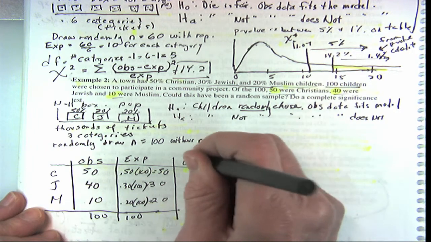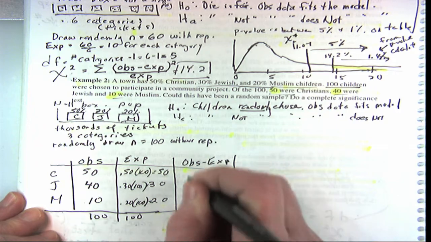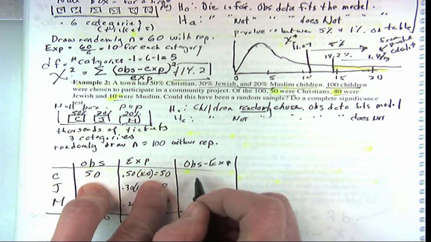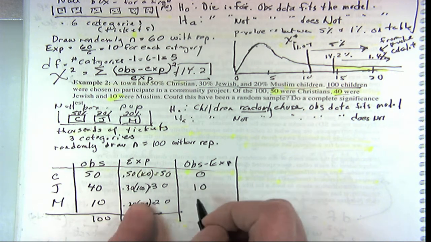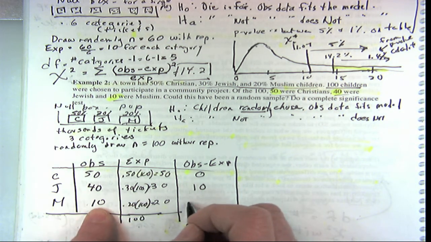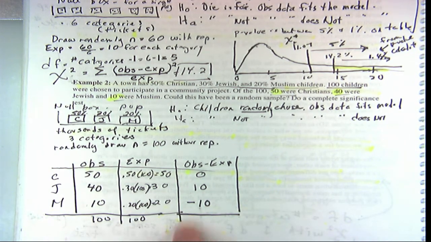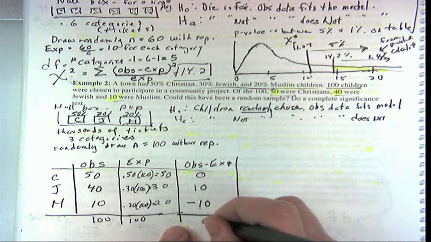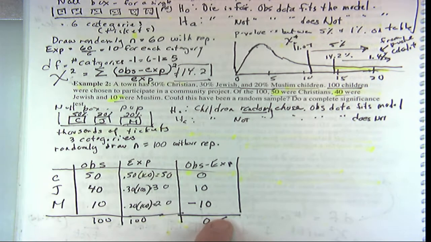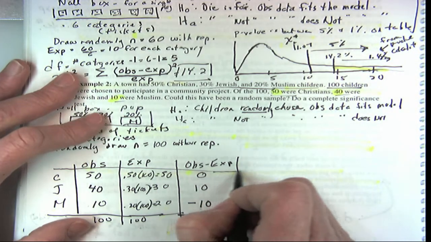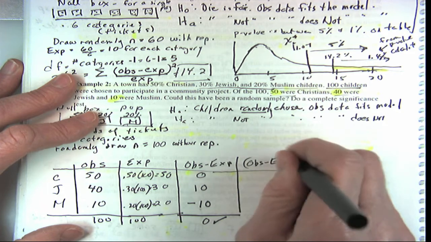And then what are our differences? Our observed minus our expected. Well, here it's 0. We got exactly the number of Christians we expected. Here we got 10 extra Jewish kids and negative 10, 10 fewer Muslims than we expected. Okay? So that's what we have. And this has to sum to 0. Now, that's why we can't just average these. We have to square them. So we get the observed minus the expected, and we're going to square these.